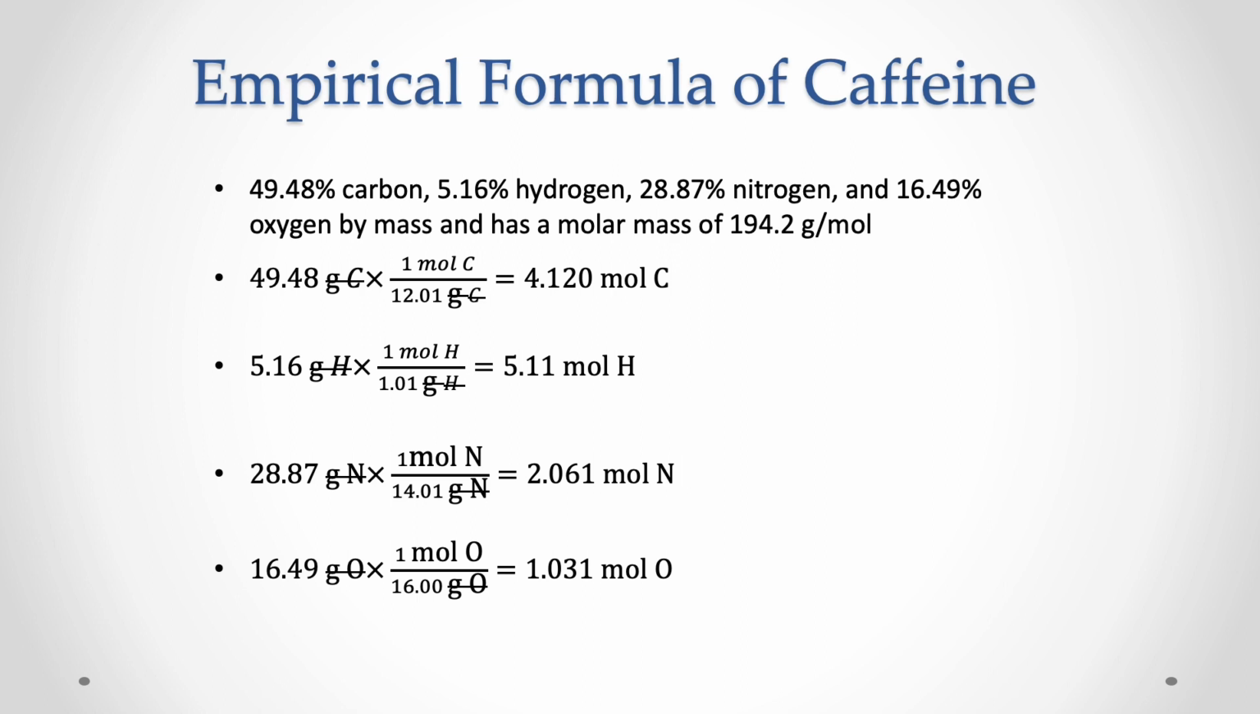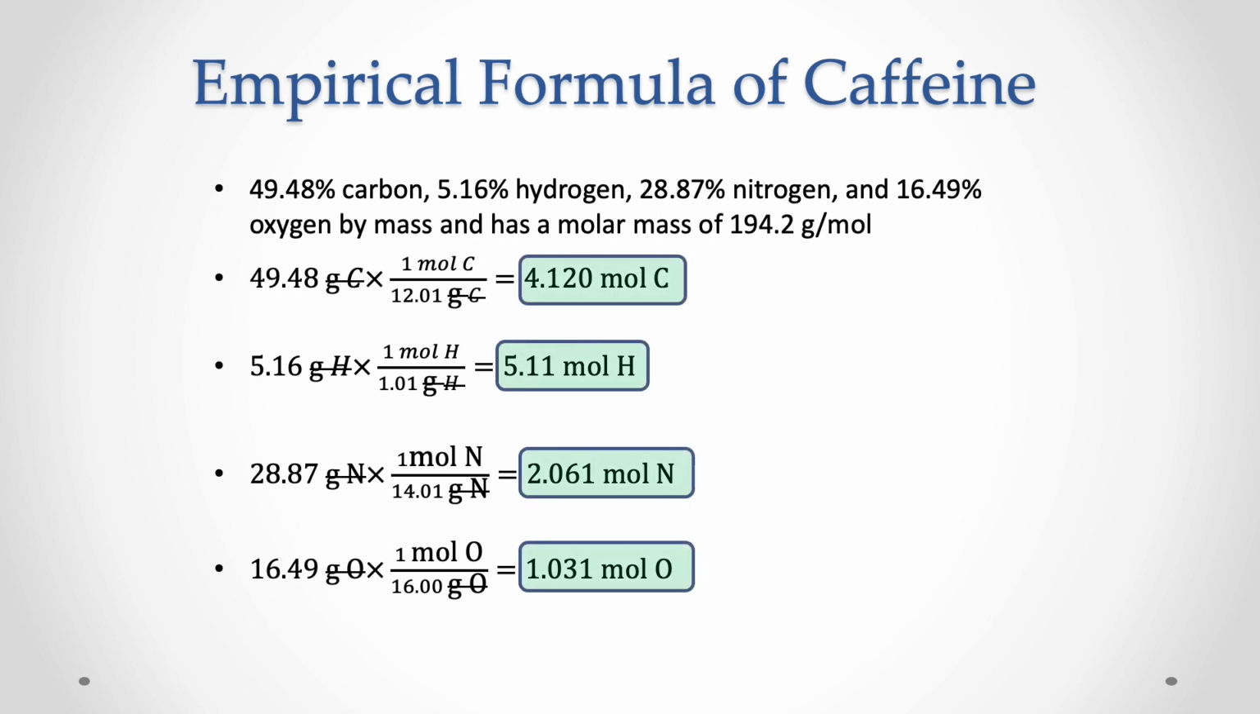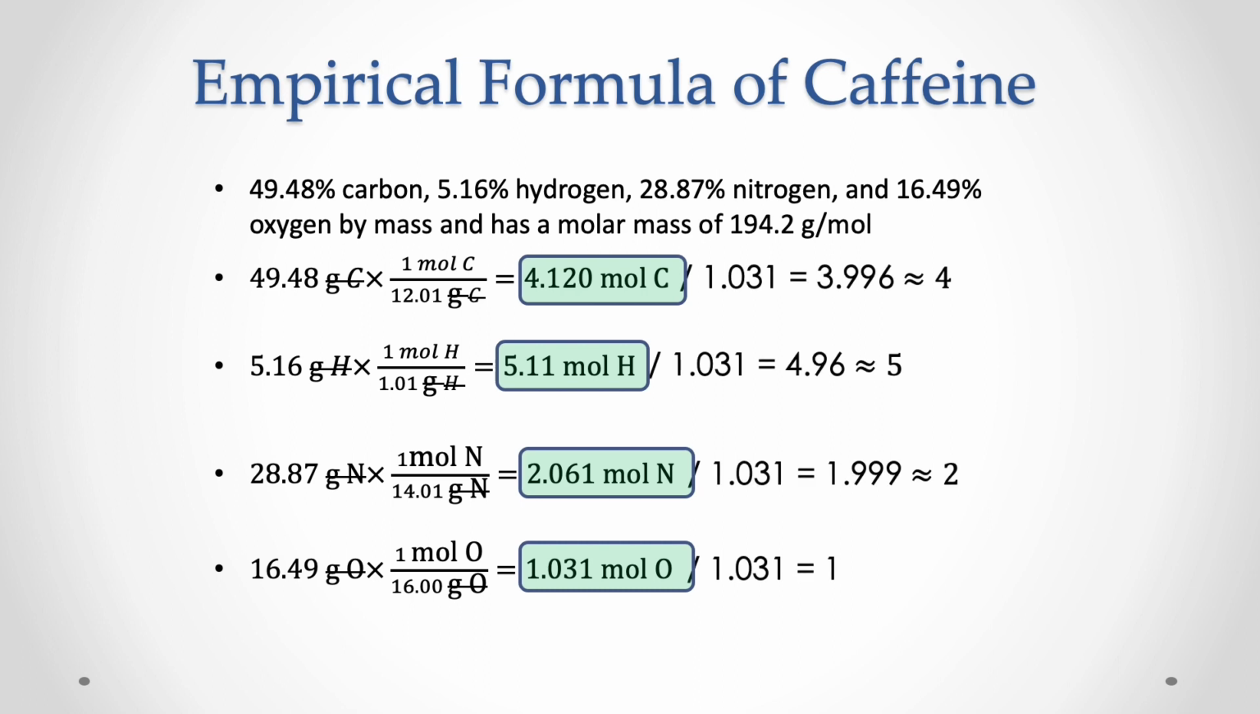We'll first assume a 100-gram sample, which is convenient to convert the percentages into grams. The mass really doesn't matter to us. What does matter to us are the moles of each element present and how they compare. Use each element's atomic weight to convert to moles of each element. Dividing by the smallest moles and comparing gives the simplest whole number ratios of moles of elements in the compound.